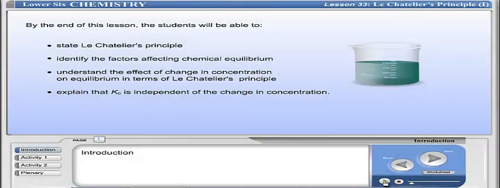By the end of this lesson, the students will be able to state Le Chatelier's principle, identify the factors affecting chemical equilibrium, understand the effect of change in concentration on equilibrium in terms of Le Chatelier's principle, and explain that Kc is independent of the change in concentration.